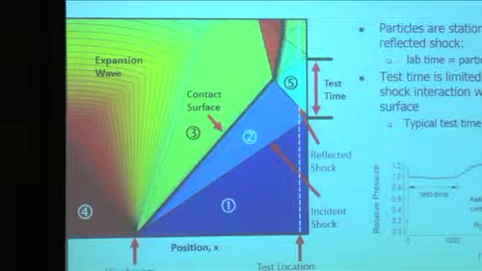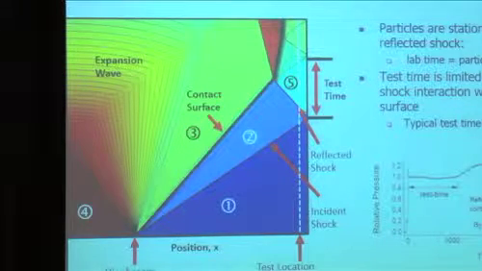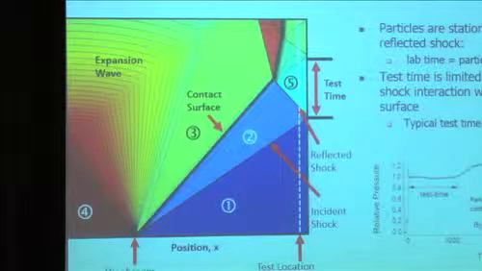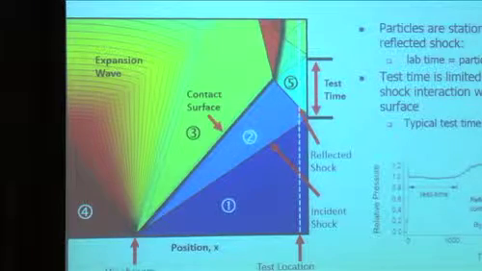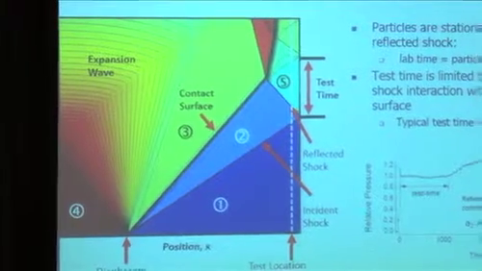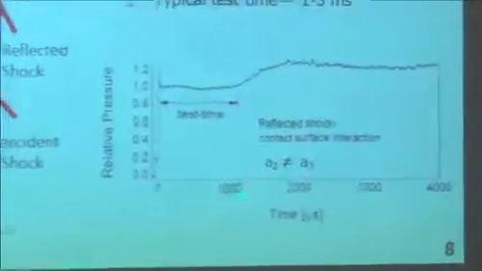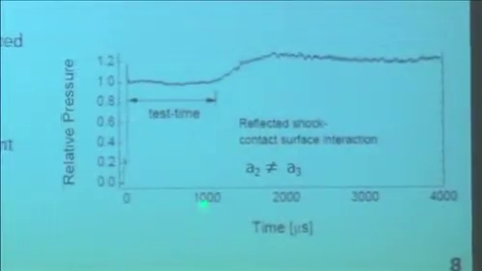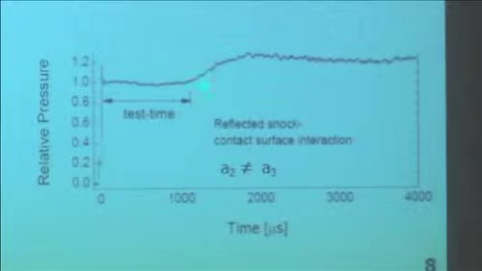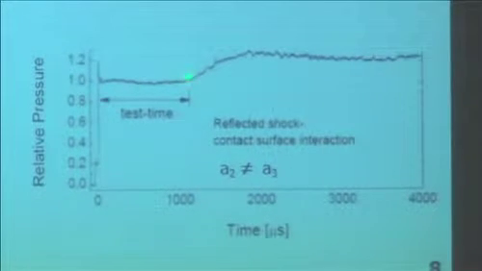It's easy to get a few milliseconds. You have to work to get tens of milliseconds. What have I got here? I've got a plot of test time. This is reflected shock. This is test time in microseconds. This is 1 millisecond right there. So it's easy to get a flat condition.